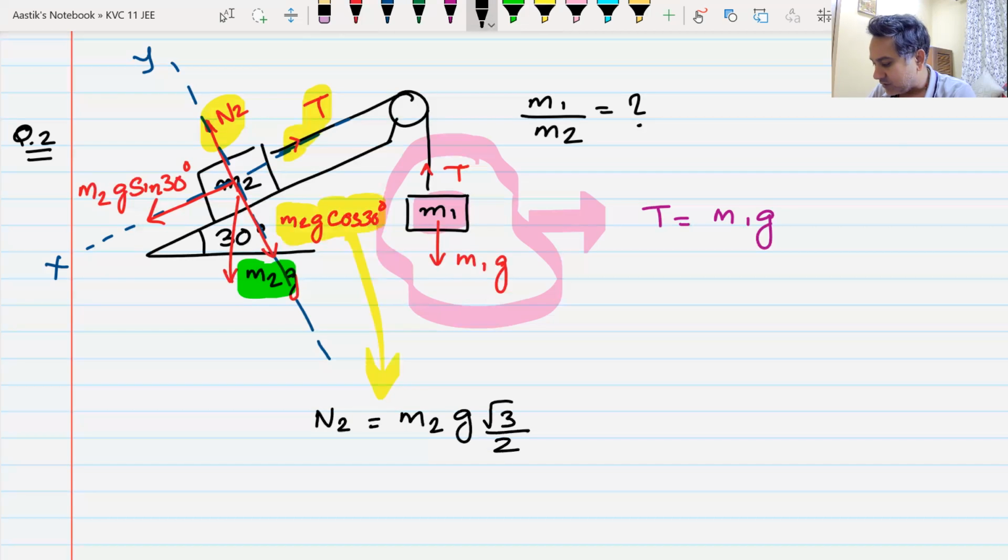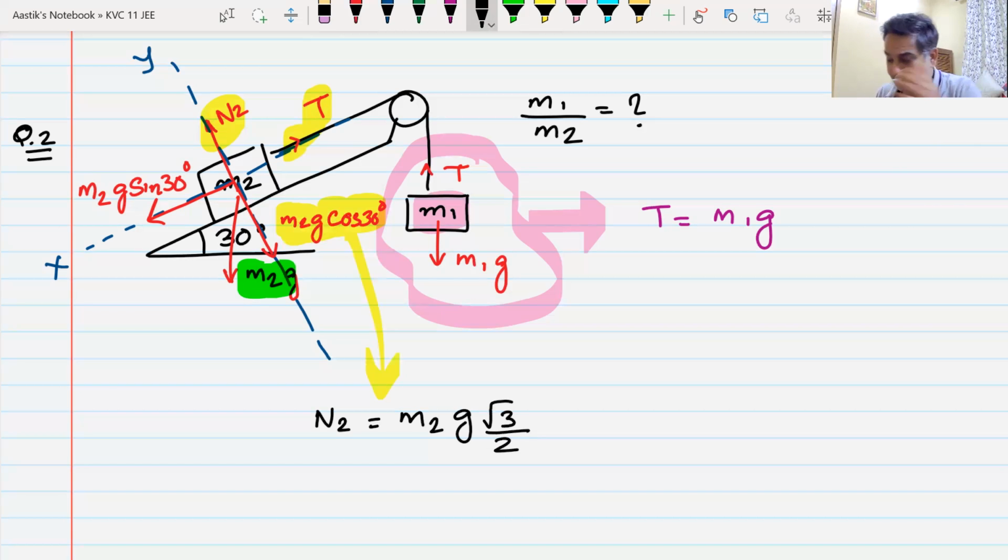Cos 30 is root 3 by 2. So if M2 is known, you can calculate the value of N2. The question was not that, though, but let us move on to the question.